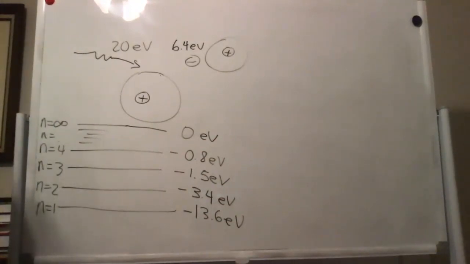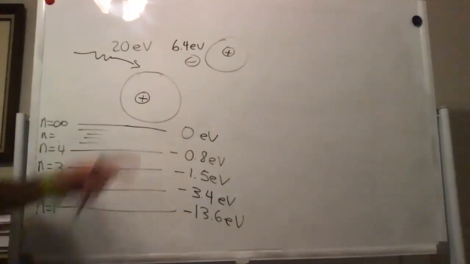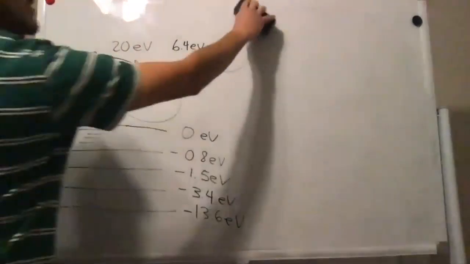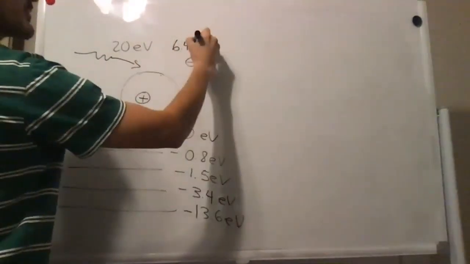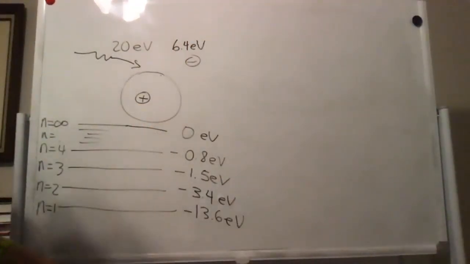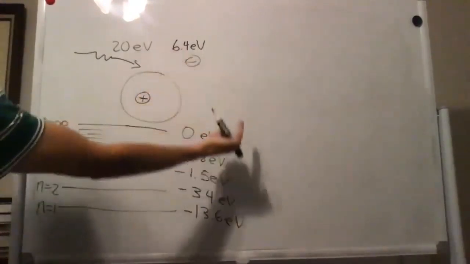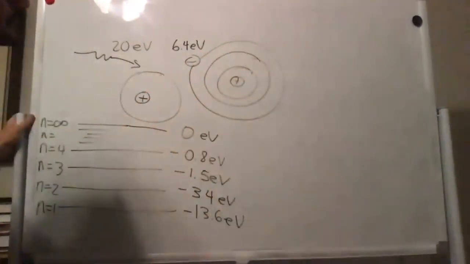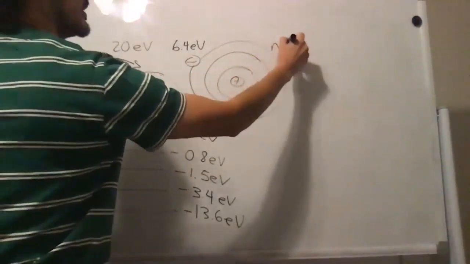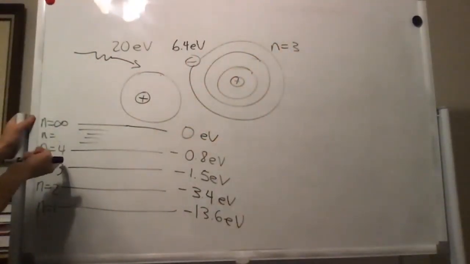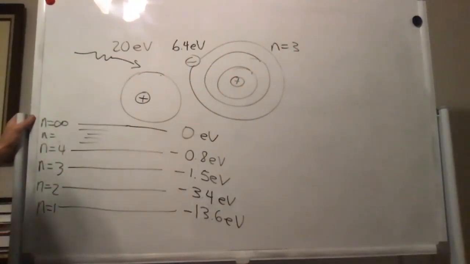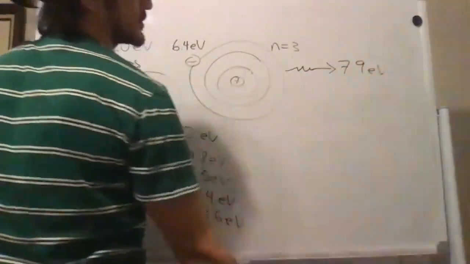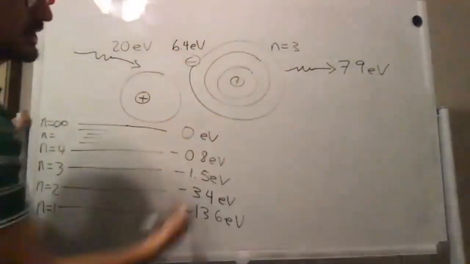Okay, so let's say that this electron, which has an energy of 6.4 electron volts, this is actually what happens most of the time. It's not going to be absorbed by the proton and go directly to the ground state. Instead, let's say that it goes to the N equals 3 level. And so it will release a photon with an energy of 7.9 electron volts. And the electron is going to be here in N equals 3.